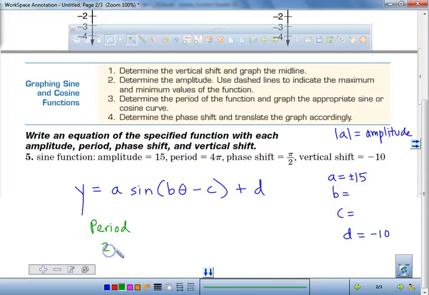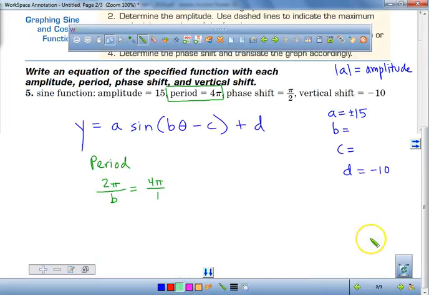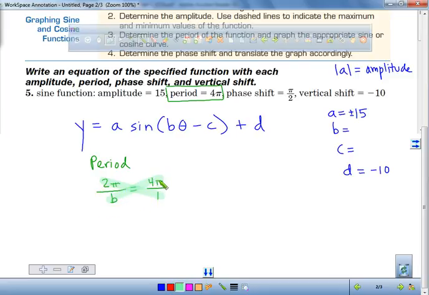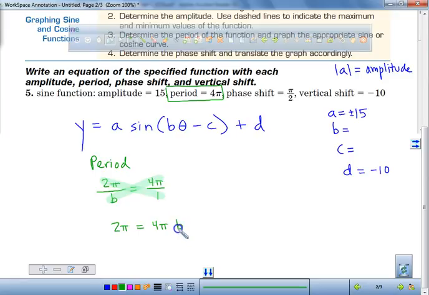So for the period, you're going to write 2 pi over B is equal to our particular period, which happens to be 4 pi. So put it as 4 pi over 1. Does that mean B has to be 2? No. What we're going to do is cross-multiply. Whenever you're doing ratios and proportions, cross-products are always equal. 2 pi times 1 is 2 pi, and 4 pi times b becomes 4 pi times b.